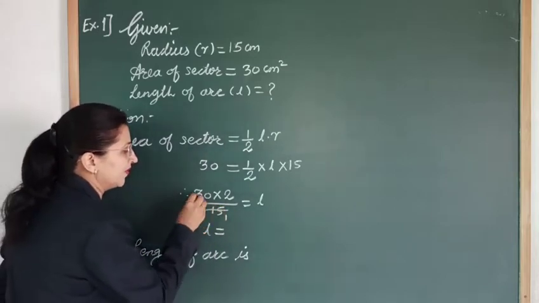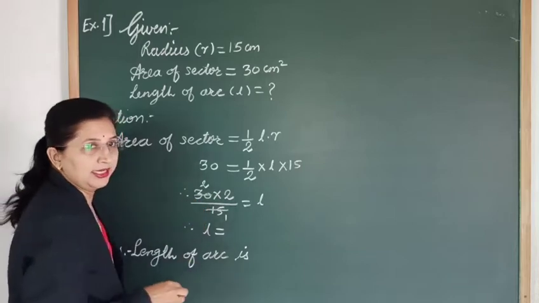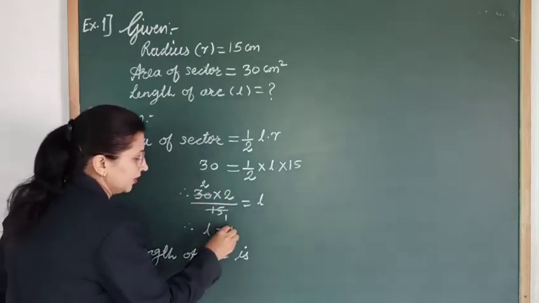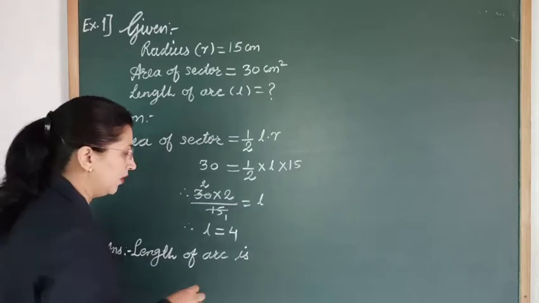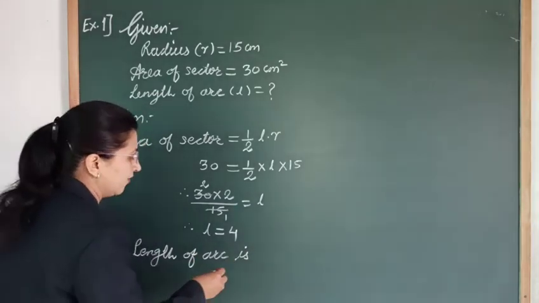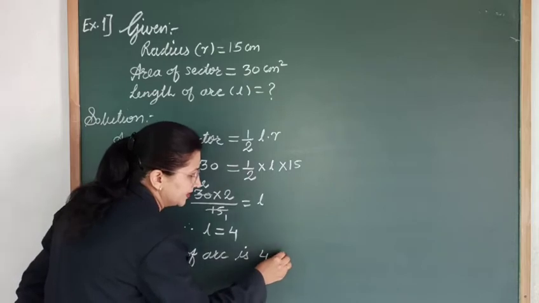So here 15 ones are 15, 15 twos are 30, then 2 twos are 4. In this way, we get the length of arc as 4 cm. Therefore, the length of arc is 4 cm.